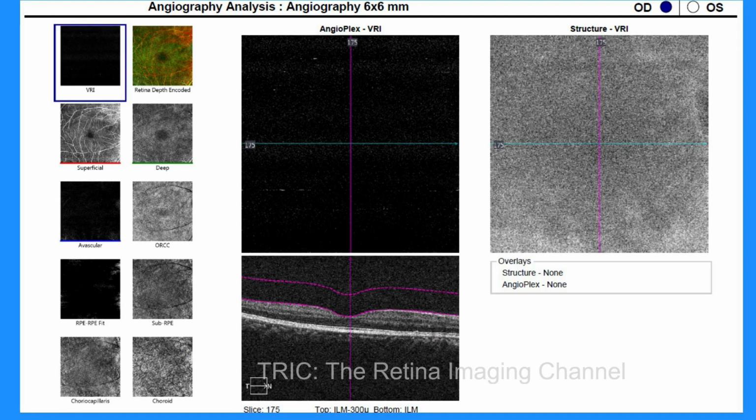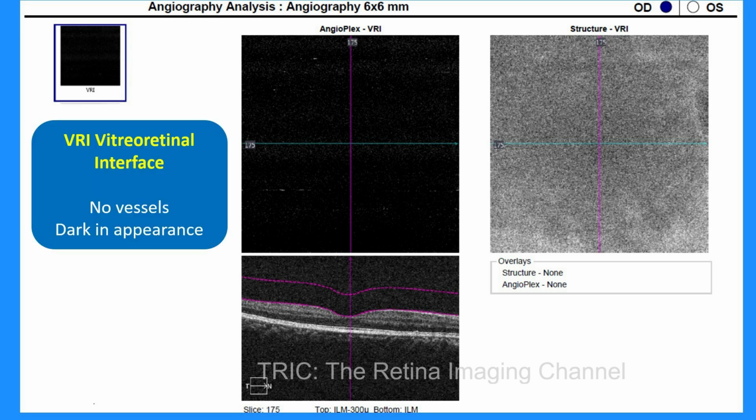So let us go back to the first image which we saw and see each of the sections separately. So how does a VRI look like? VRI means vitreoretinal interface, and there is no blood vessel or blood flow in this area, so this region should be completely dark. Now one thing which I would like to point out here is that OCTA has a lot of artifacts, and there are artifacts in the images shown in this video. However, we are not dealing with artifacts in this video and we'll have a separate video on the artifacts later.